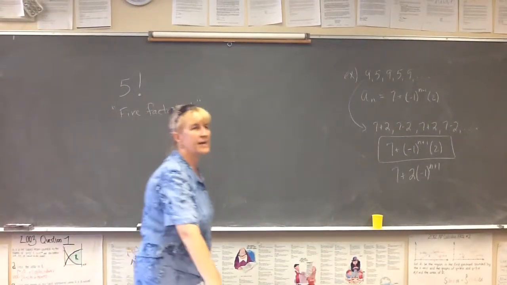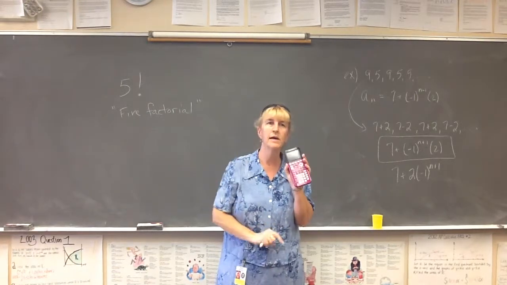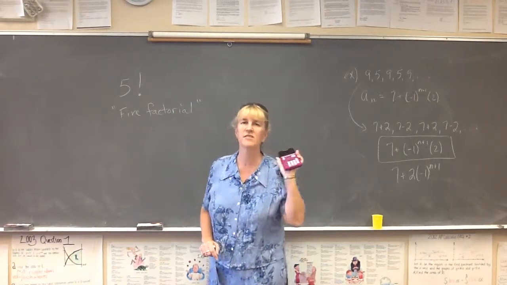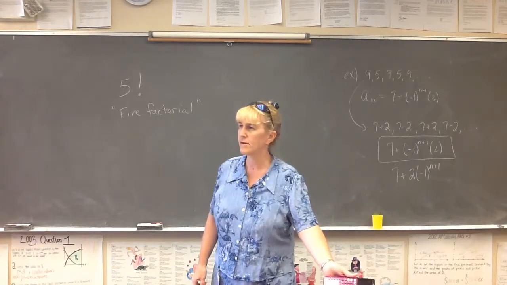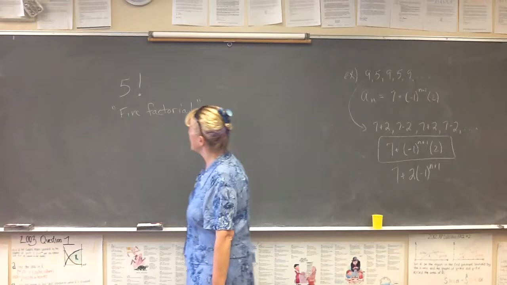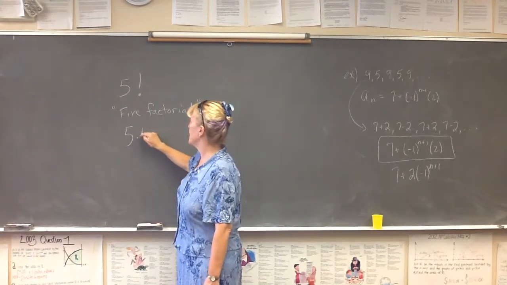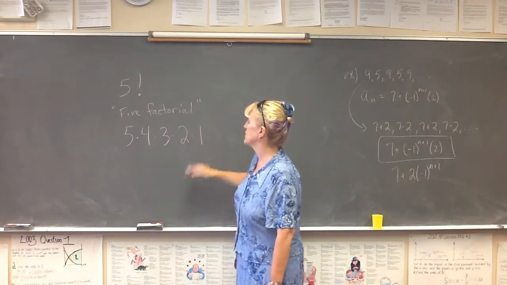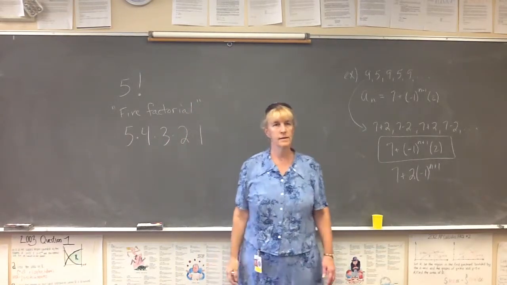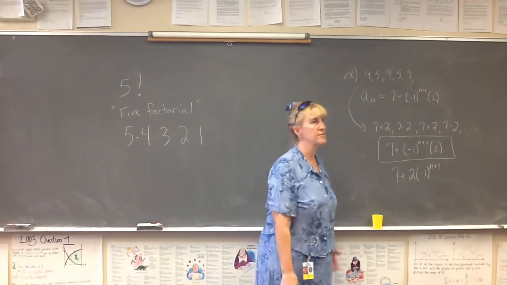There are buttons on your calculator. You can go into math and hit your menu and look down and there's an exclamation point. And if you punch it on your calculator, it actually does it for you. Which means the first part of this quiz will have no calculator, right? You can do it yourself. But it means you start with a number given and you multiply by each integer in decreasing order until you get all the way down to 1. So 5 factorial means 5 times 4 times 3 times 2 times 1.